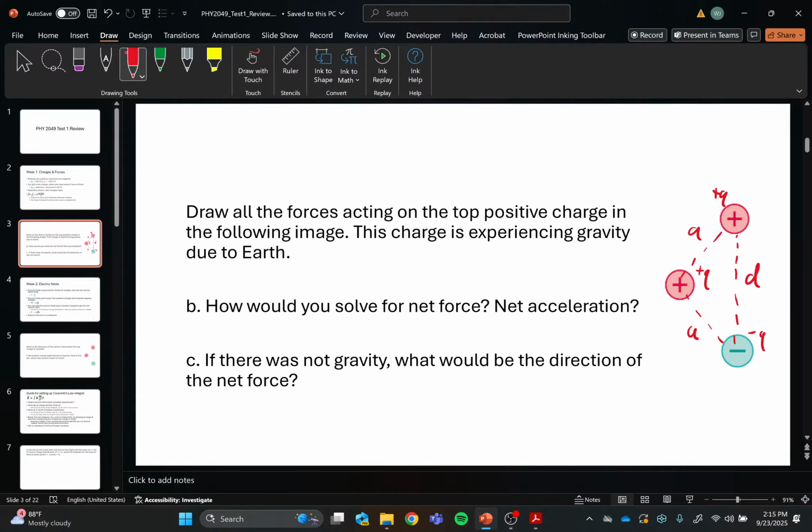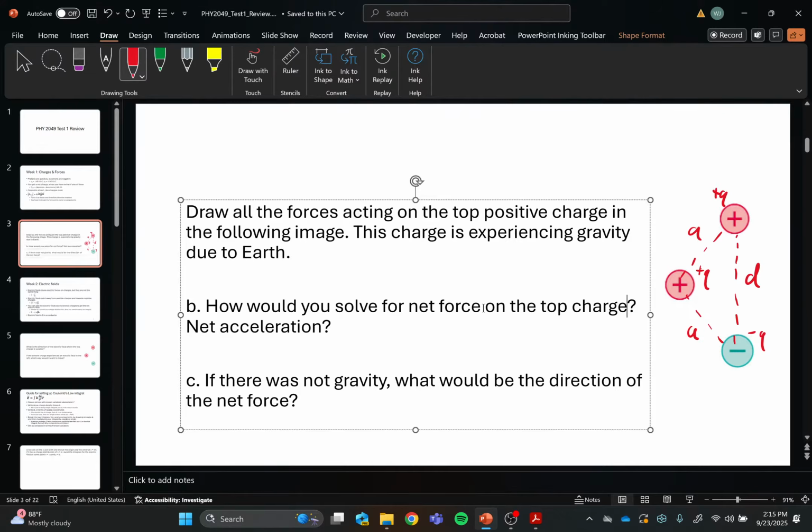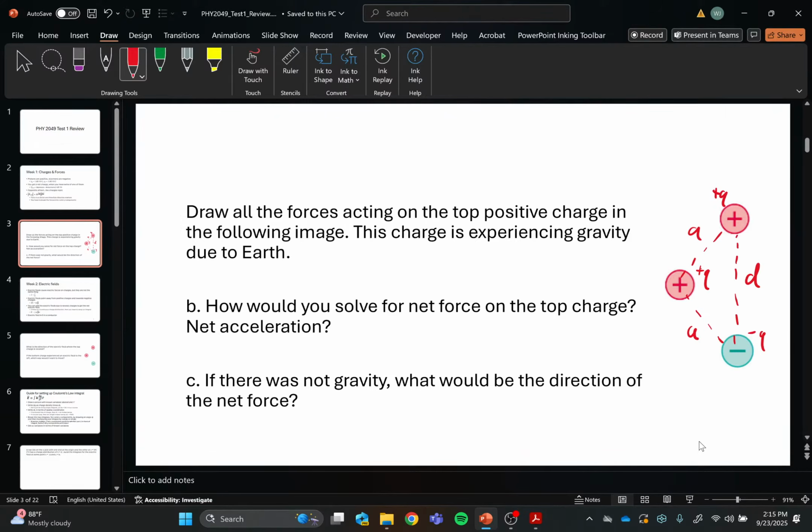For part B, it's how would you solve for the net force on the top charge? To clarify that, how would you solve for the net force on the top charge? And it's more, do you know the process? That's what this is testing.